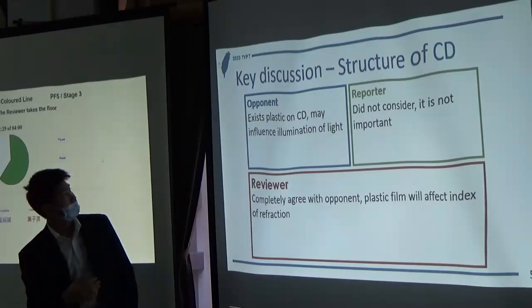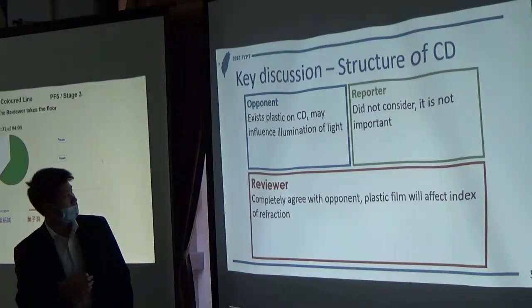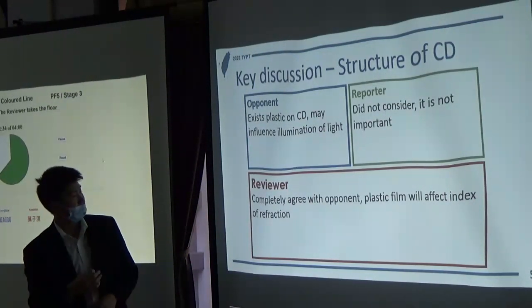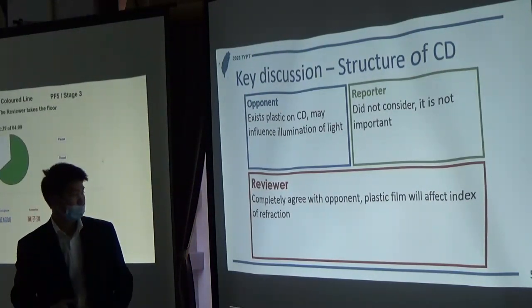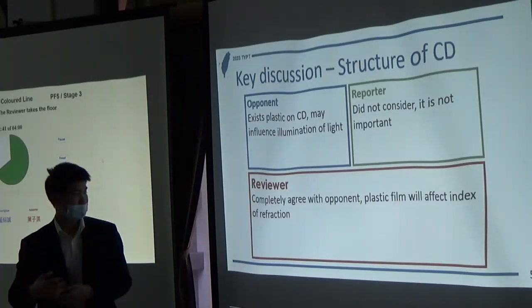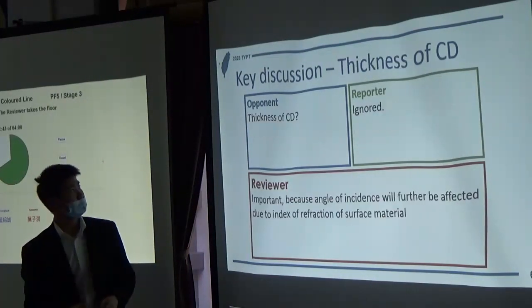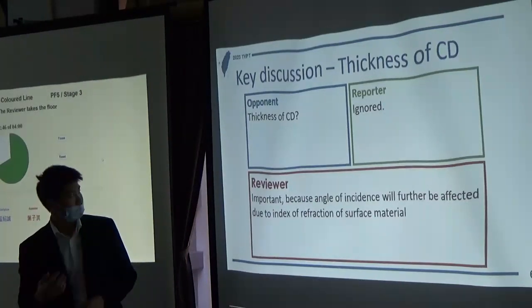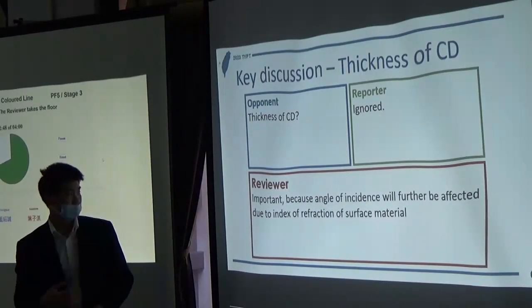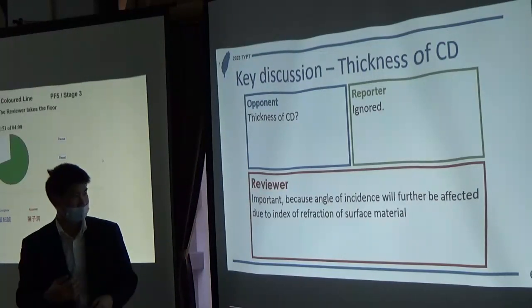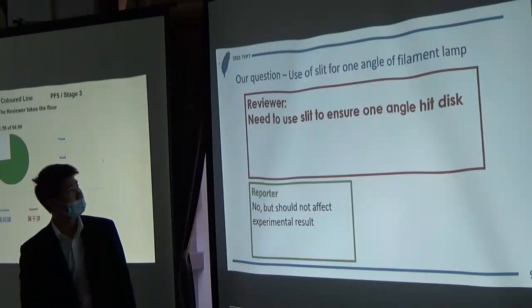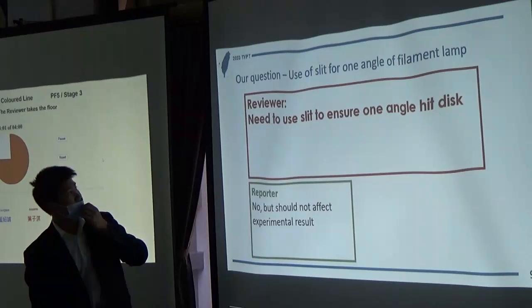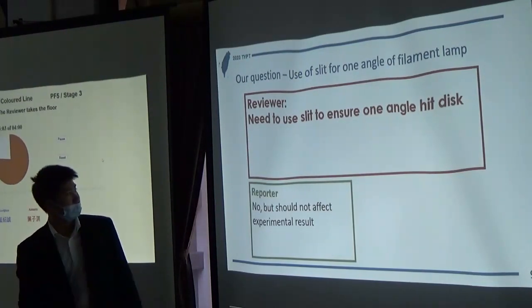Alright, and then they also discussed the structure of the CD. The opponent suggests that there exists a plastic on the CD which can influence the illumination of light. We agree with that because the plastic film will affect the index of refraction. The opponent also asked about the thickness of the CD, and the reporter ignored it. I think it's important because the angle of incidence will be further affected due to the index of refraction of the surface material.